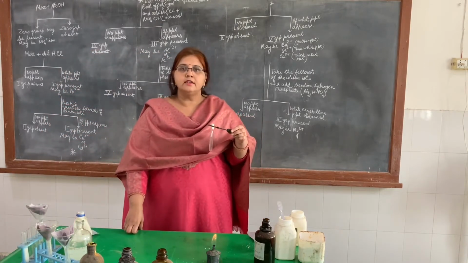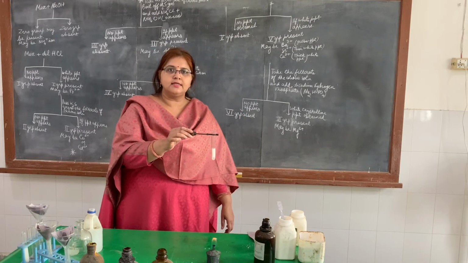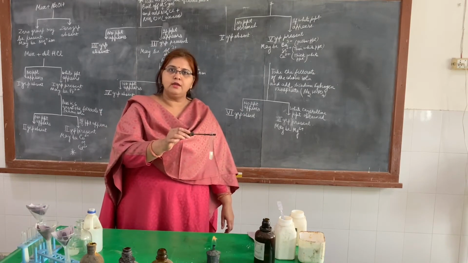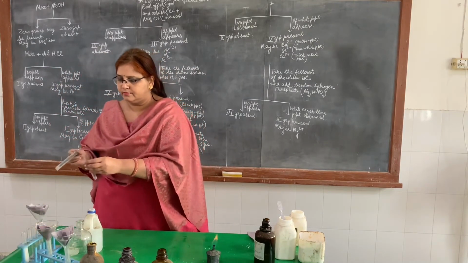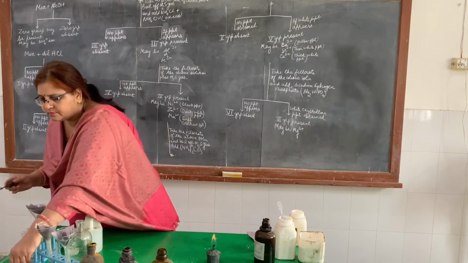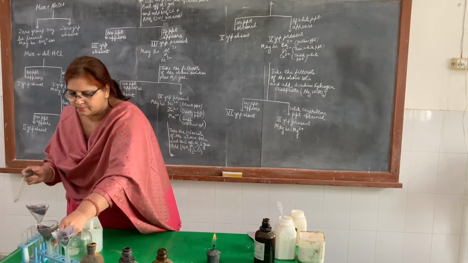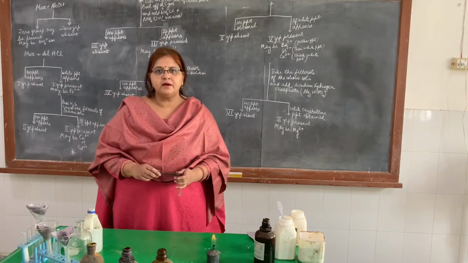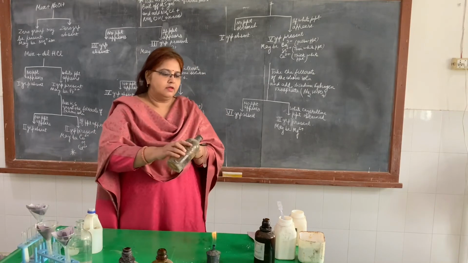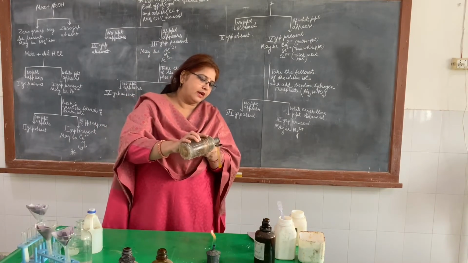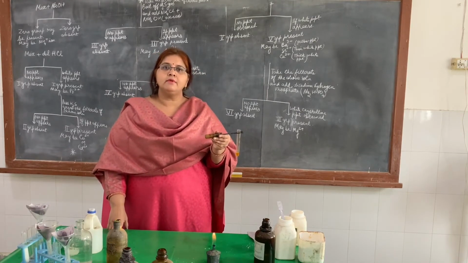Take the precipitate, dissolve it in acetic acid. It's completely soluble in acetic acid. Divide it into 3 parts. Now, to the first part, we are adding potassium chromate. See, when we add potassium chromate, no precipitate is obtained. This means barium is absent.